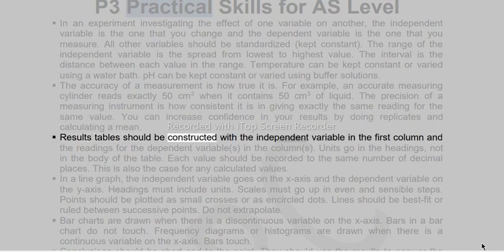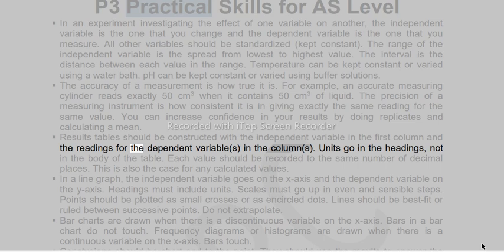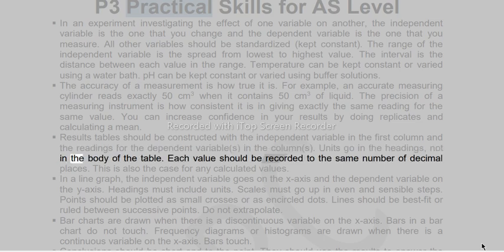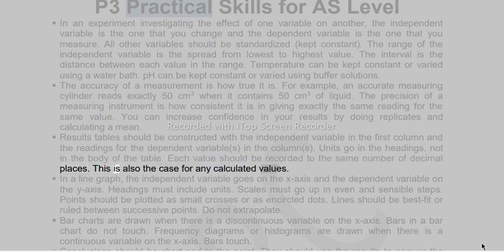Results tables should be constructed with the independent variable in the first column and the readings for the dependent variables in the columns. Units go in the headings, not in the body of the table. Each value should be recorded to the same number of decimal places. This is also the case for any calculated values.